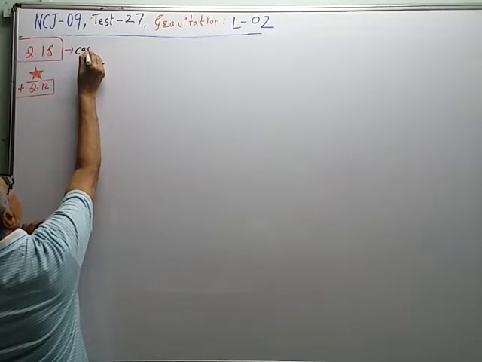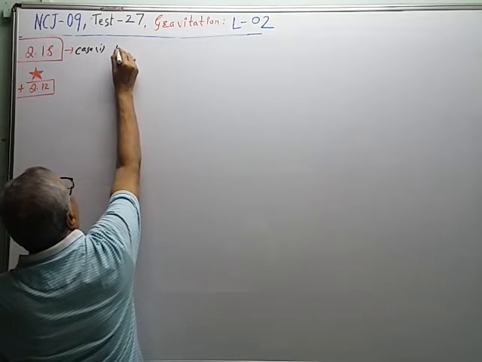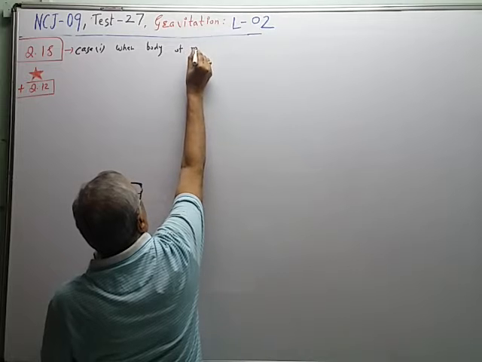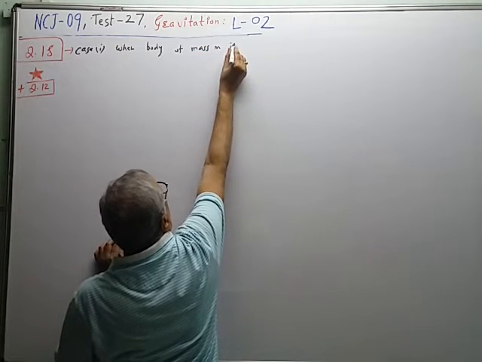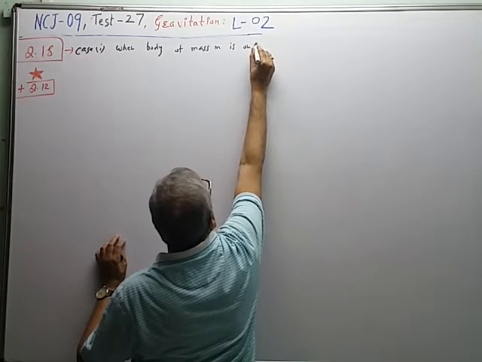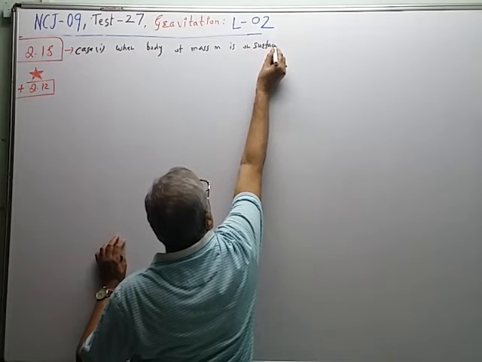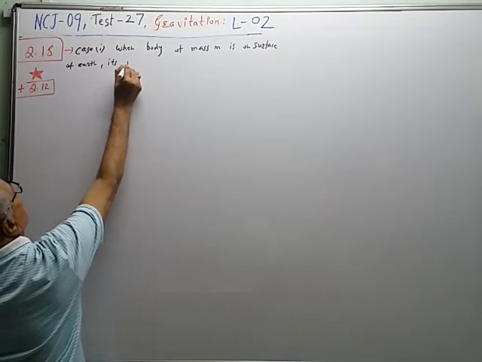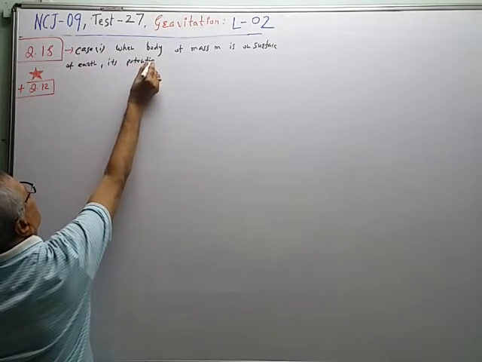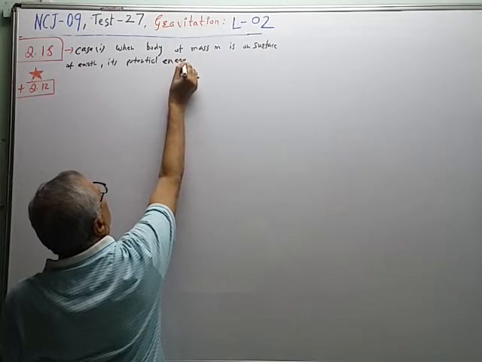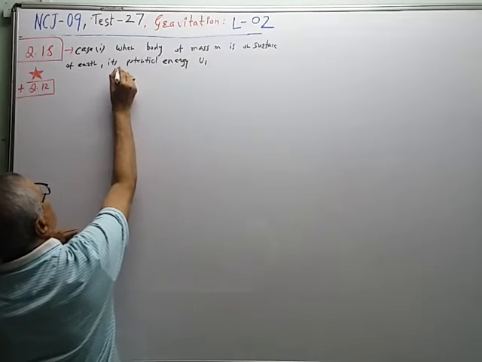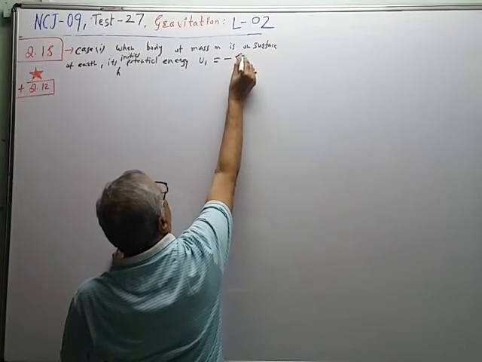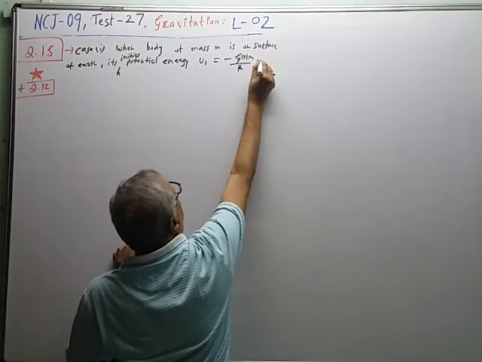Case number 1. When a body of mass m is on the surface of earth, its potential energy U1, or you can say its initial potential energy U1, is equal to minus GMm upon R. This is equation 1.